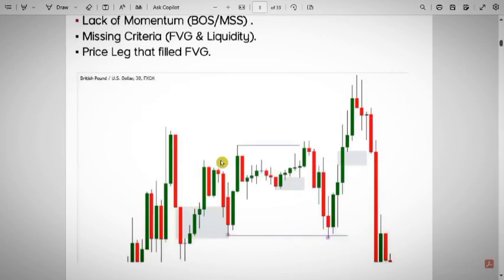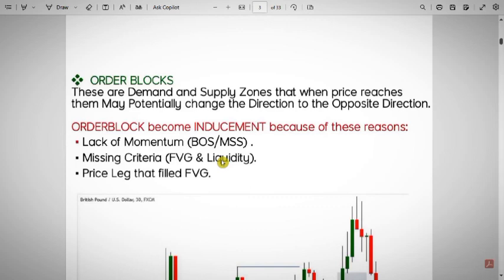When price doesn't show us true momentum, and by momentum we're talking about big candles being created, large candles being seen in the price, and those candles must actually create a break of structure or market structure shift. When we lack that momentum, that's the first sign.